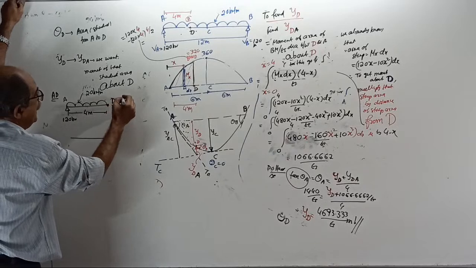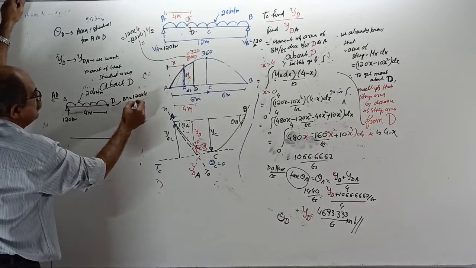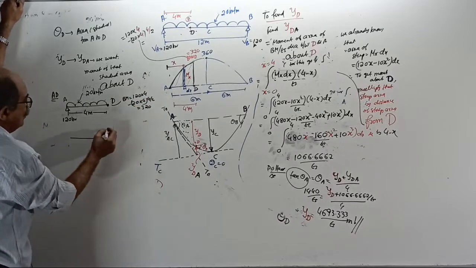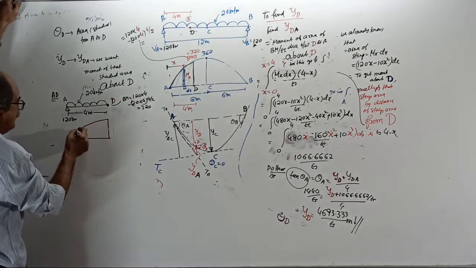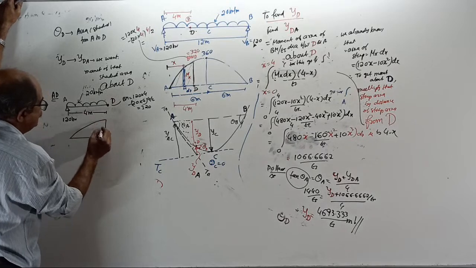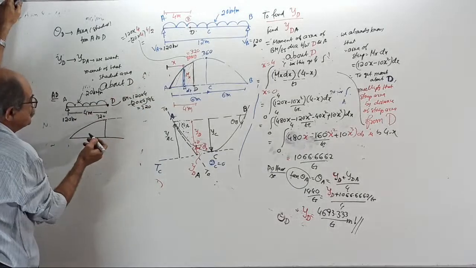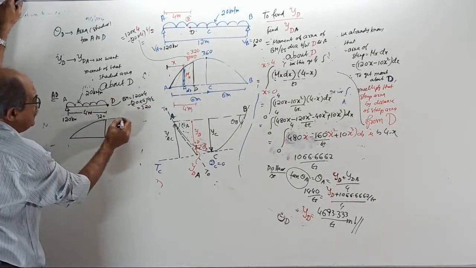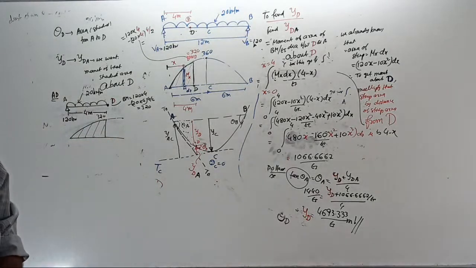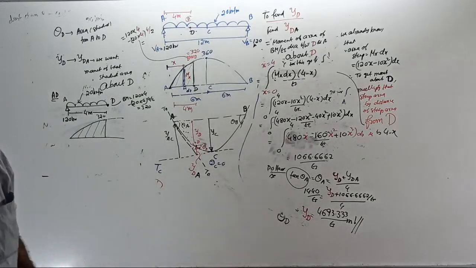At D you got BM equal to how much? 120 into 4 minus 20 into 4 into 4 by 2. That is 320. But yes or no? So the BMD is actually like this. This is 320. Then the BM continues there. So this is not the maximum. Maximum is here. This is the BMD you got. Tell yes or no. How you got it? 120 into 4 minus 20 into 4 into 4 by 2.